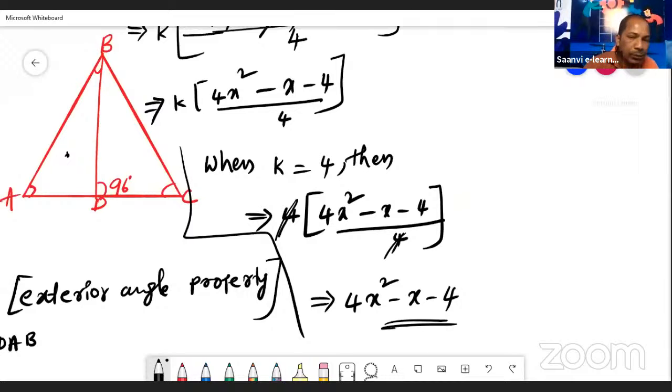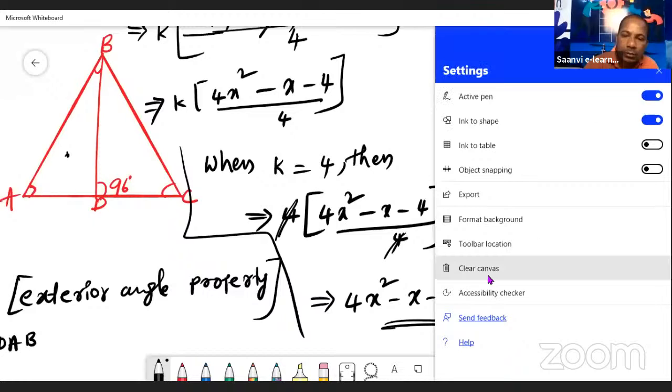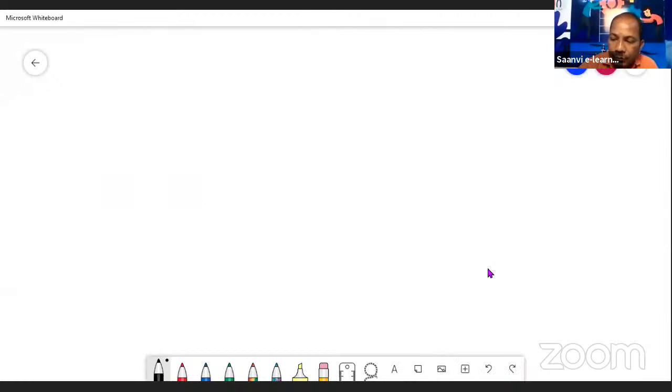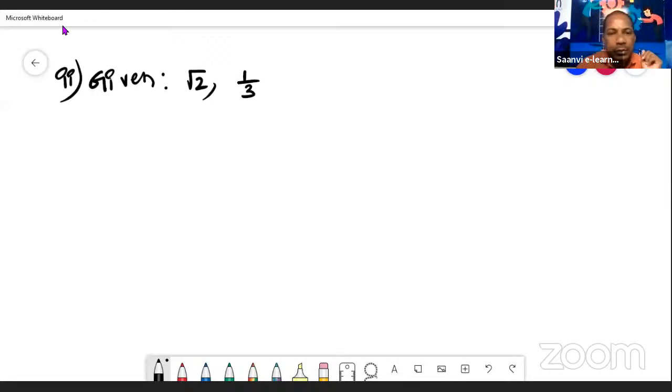Second problem is root 2 comma 1 by 3 given. See, second problem given root 2 comma 1 by 3. Of these two numbers, one is the sum of the zeros and the other is the product of the zeros. Okay. So write the sum of the zeros.